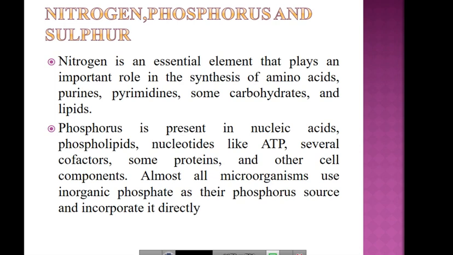Phosphorus is another important element. We know phosphorus is present in nucleic acids, DNA as well as RNA. It is also present in ATP, some proteins, and almost all microorganisms use inorganic phosphate as their phosphorus source and incorporate it directly. So phosphorus is a major component of nucleic acids. It is also found in certain proteins, as well as in ATP, part of free energy.